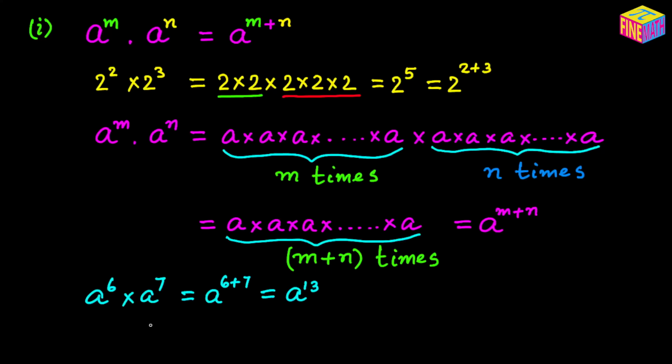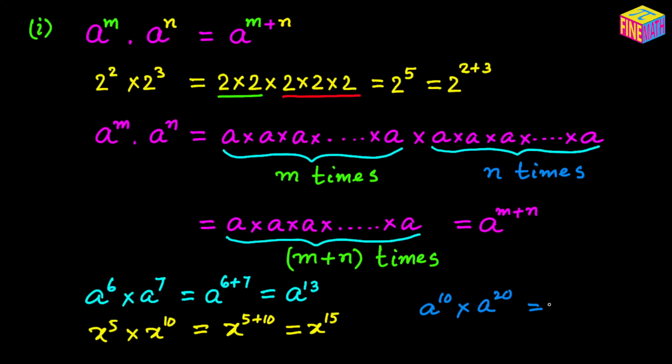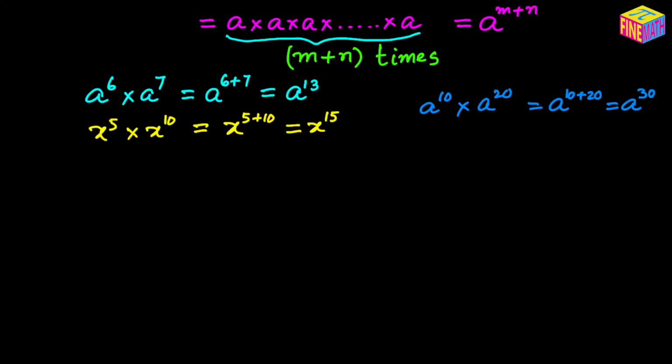Let's take another example. Suppose we have x to the power 5 times x to the power 10. That will become x to the power 5 plus 10. So the power becomes 5 plus 10, so that will be x to the power 15. And similarly, if we take another example, let's say suppose we have a to the power 10 times a to the power 20. That will become a to the power 10 plus 20, which will be equal to a to the power 30, right?